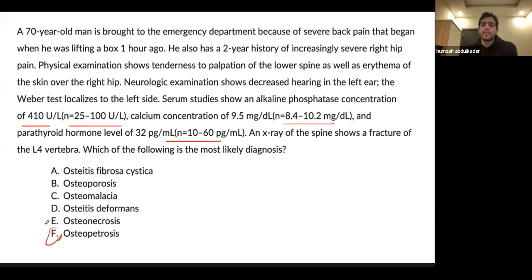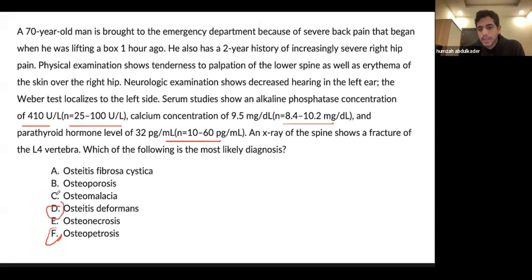Exactly. Okay, so ALP is secreted from osteoblasts. Now, what is the problem with osteopetrosis? It's not a problem of osteoblasts. It's a problem with osteoclasts, right? So you wouldn't have elevated ALP because you don't have elevated or extra osteoblasts. There's no problem with the osteoblasts. So the answer here is actually D.